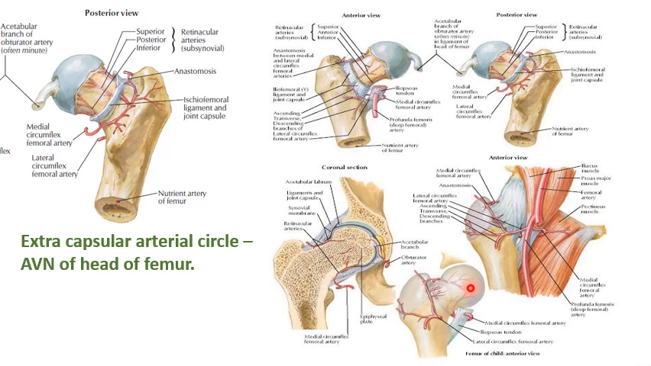Here you can see the retinacular arteries of both lateral and medial circumflex, how they are supplying the neck and head of the femur, and anastomosing with the acetabular branch, which enters via the ligament of head of the femur, okay, to anastomose with these circumflex branches at the neck of the femur.